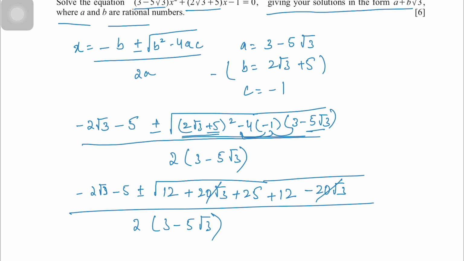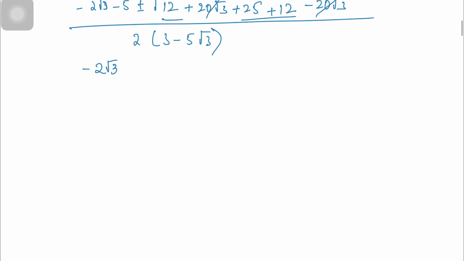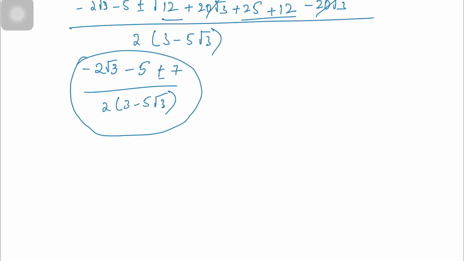Now let's solve these. So we'll get our answer as 25 plus 24 is 49, and the square root of 49 is 7. So we get it as negative 2 root 3, negative 5 plus minus 7 over 2 into 3 minus 5 root 3. Let's solve this first. We'll be solving it individually. The positive will be solved individually and the negative will be solved.